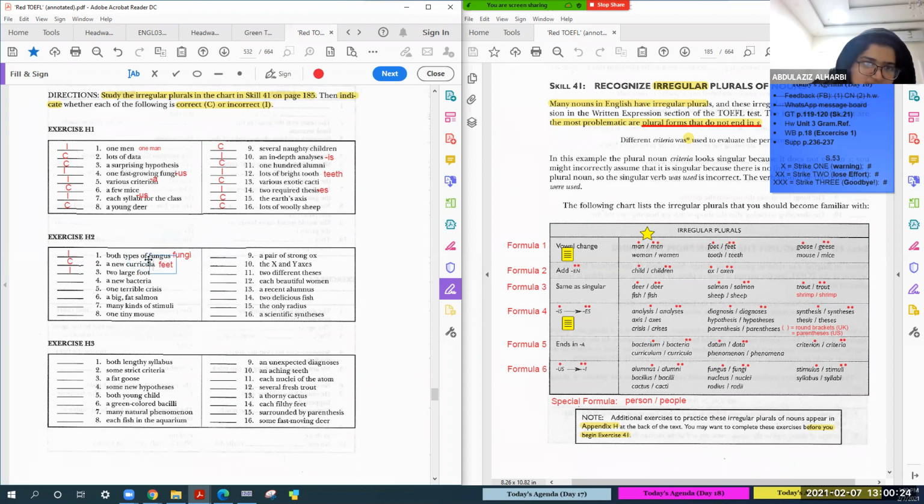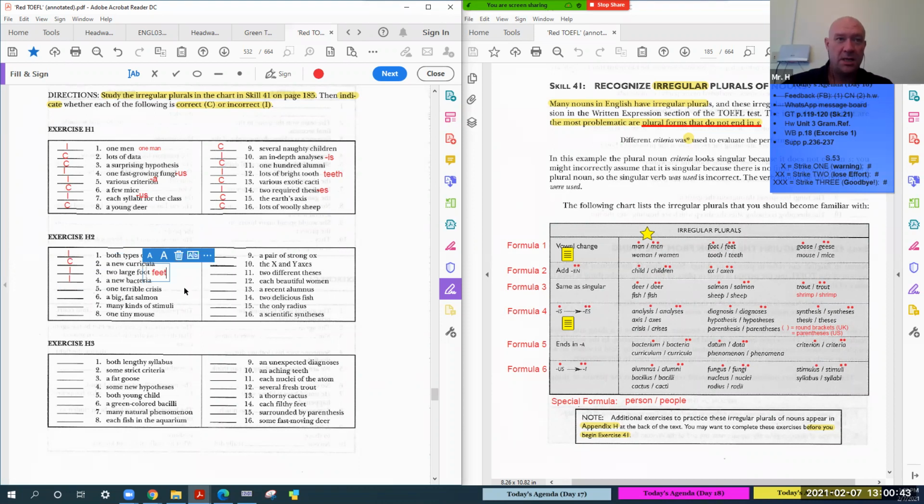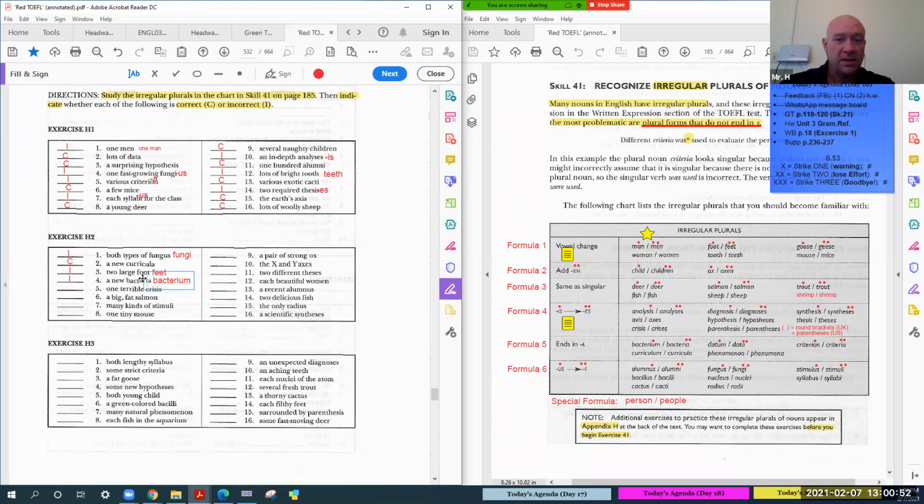Abdul Majid, you want to do the next one? A new bacteria. It's correct. No, wrong, sorry. You lose marks on the test. Bacterium. It should be bacterium, singular. Abdulaziz, how about number 5?